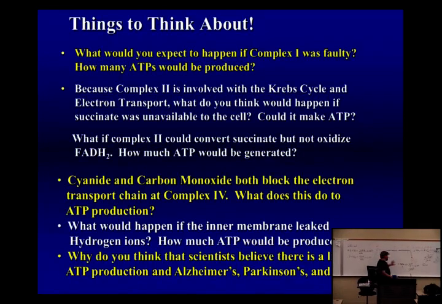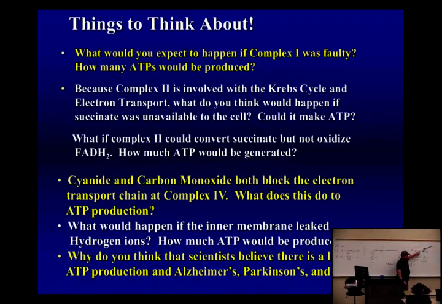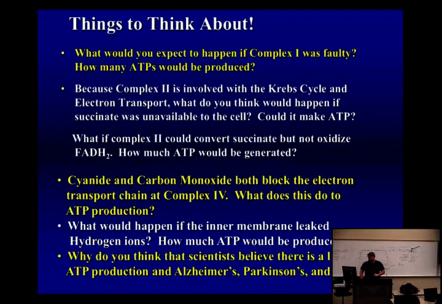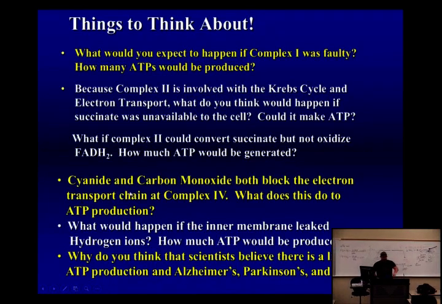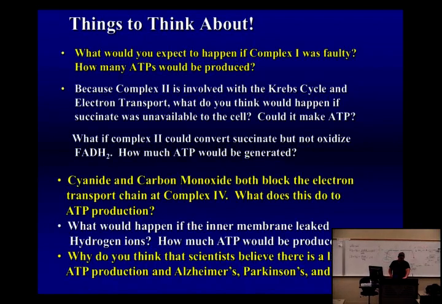So everything's the same except we don't get those. So how many can we make? 32. That's correct. So this is common in Alzheimer's and Parkinson's individuals. What, cyanide and carbon monoxide. So we talked a little bit about that. Cyanide binds right here.